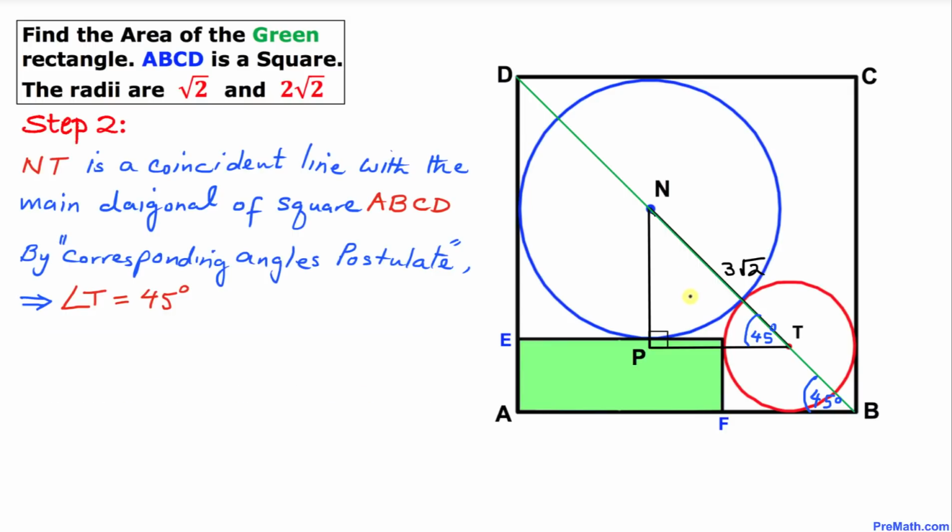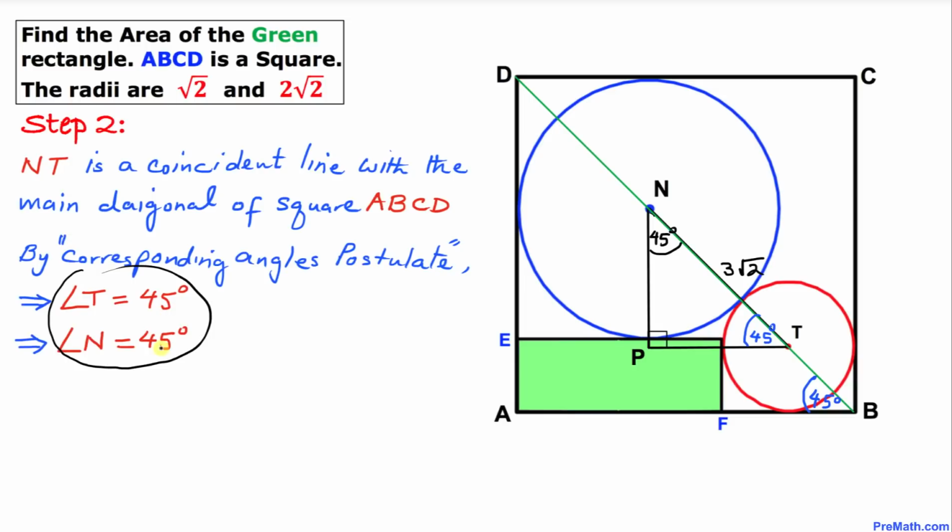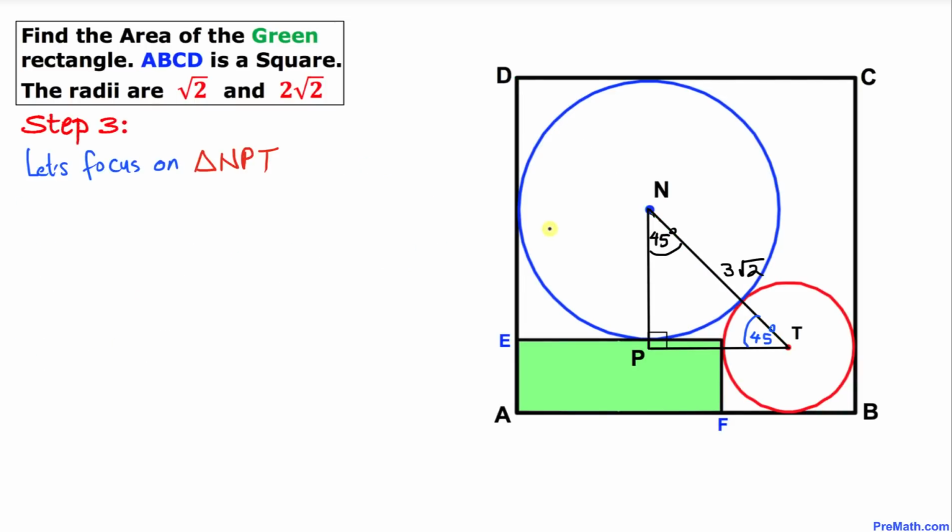Now let's focus on the right triangle NPT. We know that the sum of the angles of any triangle is 180 degrees. We know this angle is 90 degrees, and this is 45, so this other angle has got to be 45 degrees as well. So we conclude that angle T and angle N are 45 degrees each.